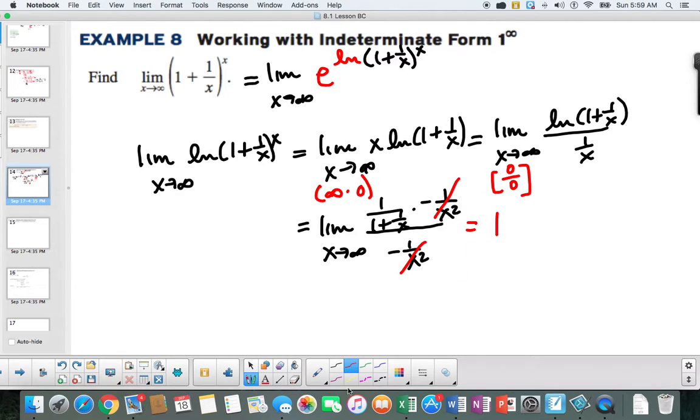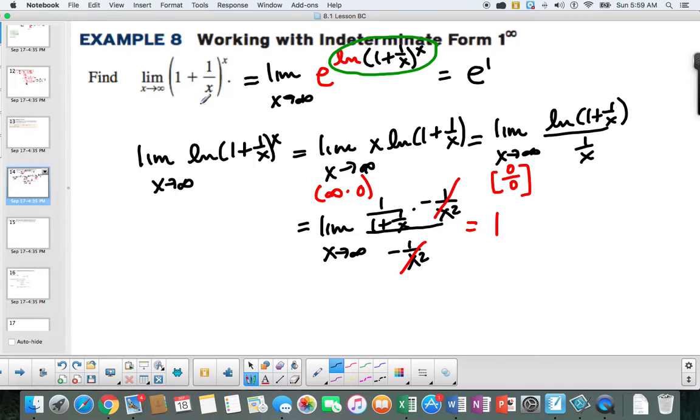Now, all we've done here is we found this limit right here. We have found the limit of that. So now I know that this will be equal to e. E is a constant here, and now I have found the limit of the exponent, and the exponent is 1. And so this is equal to e.